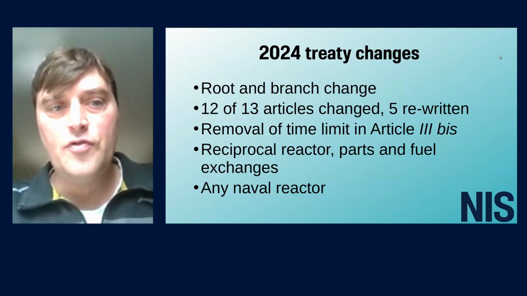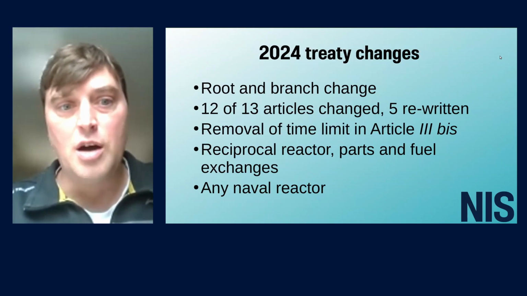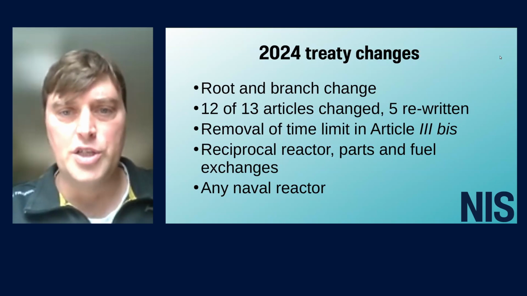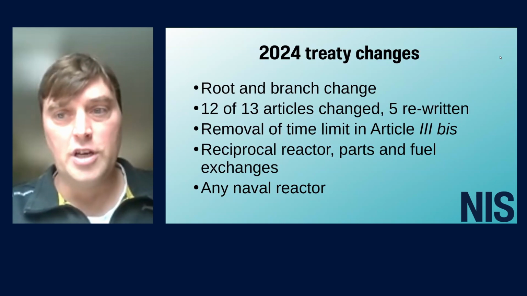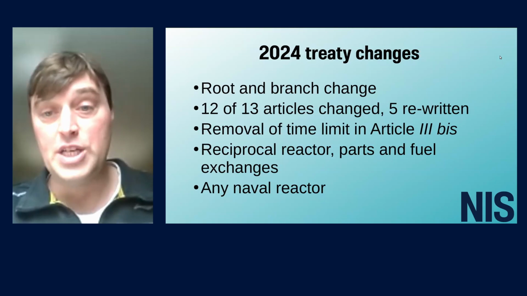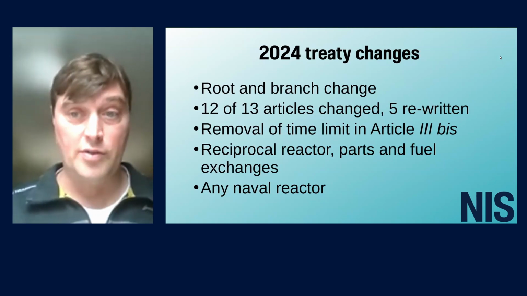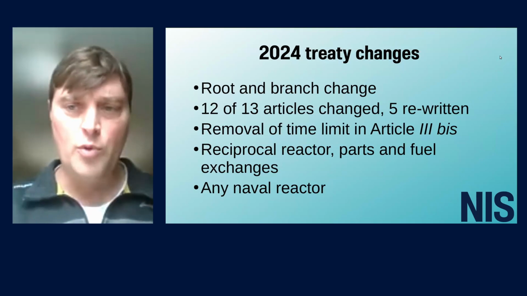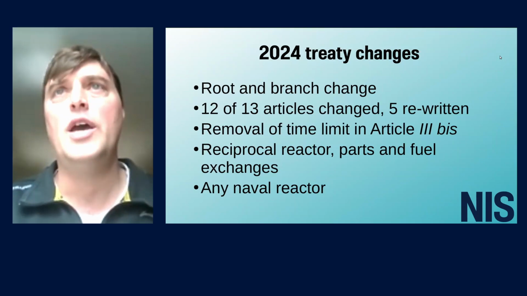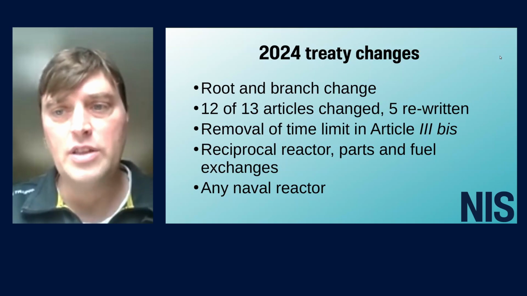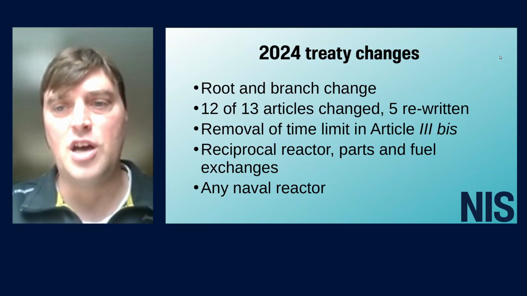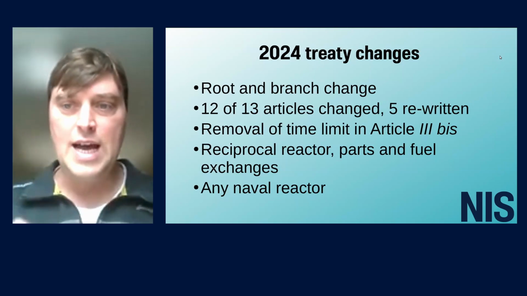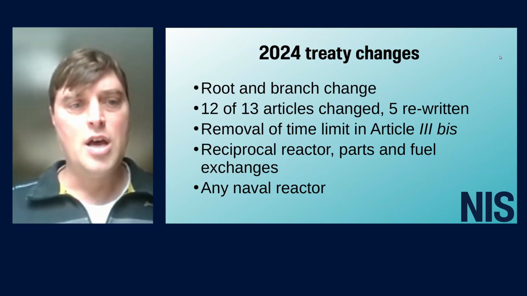The changes in 2024, the proposed changes, are much more substantial and quite different from what we've seen in the past. So it's a real root and branch change. Of the 13 articles in the treaty, 12 of them have been changed or are proposed to be changed, and 5 of those have been rewritten. I would flag up, although they have been rewritten, those 5 articles, it's not that they've completely thrown out everything that was there before. It's just that the changes are sufficiently substantial that it made sense to just rewrite it rather than have a lot of very fiddly changes.